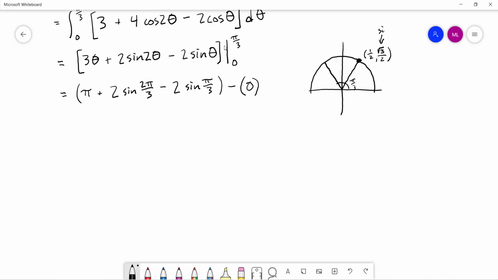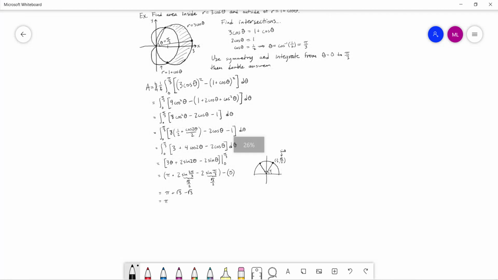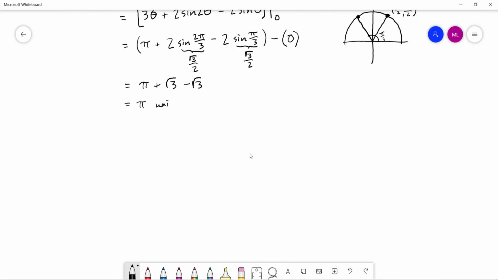So this is the sine of theta, the sine of pi over 3. And this has the same y value. So both of these are going to be root 3 over 2, root 3 over 2. And what we wind up with is simply pi plus root 3 minus root 3, or just pi. And there's our answer. The area between these two curves, this crescent moon shape that we've got, is simply pi. Whatever the units are, because it's an area, unit squared.